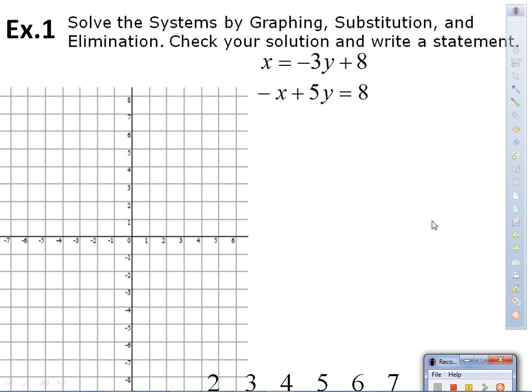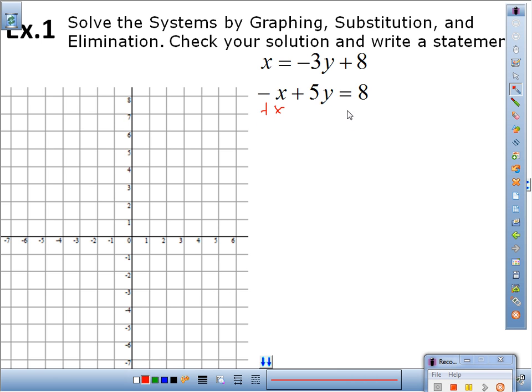All right, so it says solve and check, and they give us a system: x equals negative 3y plus 8, and negative x plus 5y equals 8. First way that we're going to solve this is by graphing. So in order to graph these, the first step is to change them into slope-intercept form. Let's start with this bottom one. What do we need to do to that one?